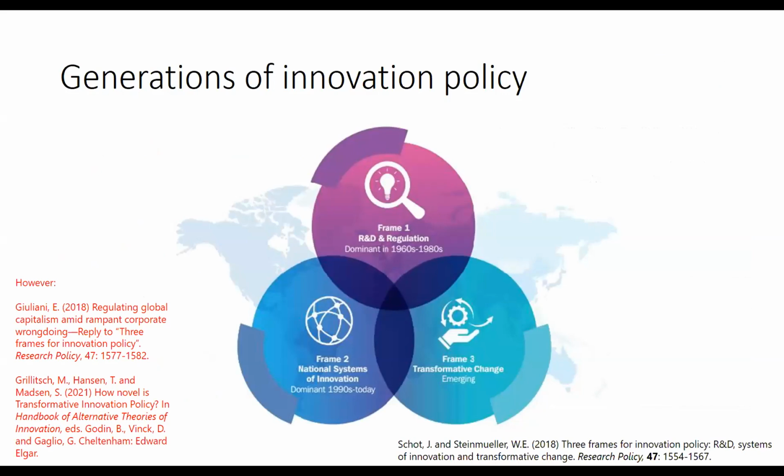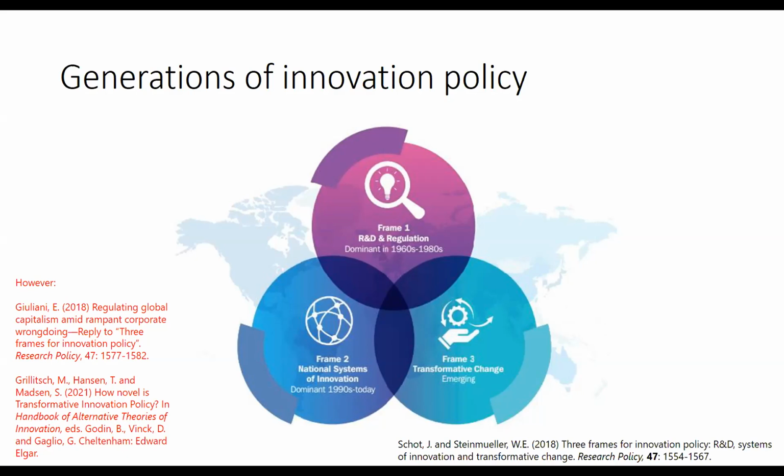So this article here, I believe, is not on the reading list, but might be familiar to many of you anyway. Johan Scott and Ed Steinmüller, 3 Frames for Innovation Policy, which was published 2 years ago in Research Policy. So what Scott and Steinmüller do in this paper is basically that they single out 3 different generations of innovation policy. The first one, generation 1, is very much about technology push, very much focused on individual organizations, or at least a narrow range of organizations, in particular large firms, universities, and research institutes.